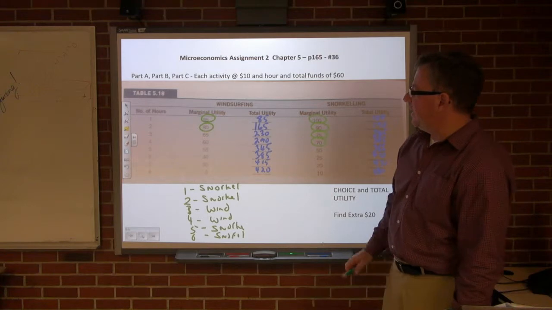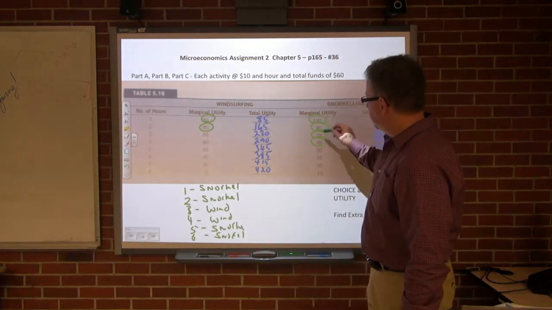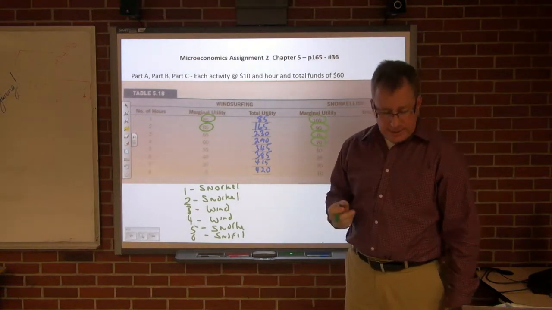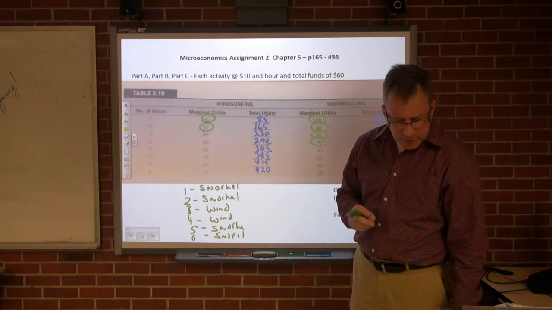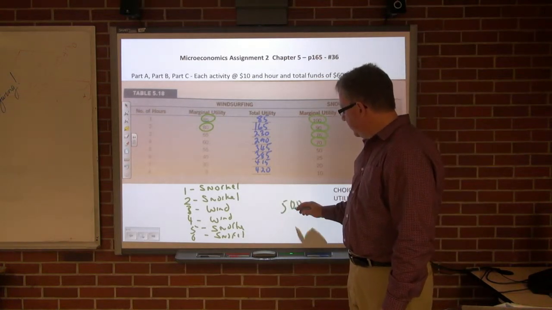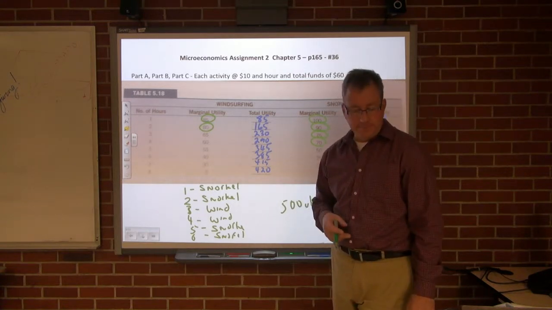Well, all we do is add up all the marginal utilities. So 85 plus 80 plus 100 plus 90 plus 75 plus 70. Those are the marginal utility we got out of each hour. And when that tallies up, I think it comes up to 500 utils. So that's 500 utils. That's the total pleasure we got out of going snorkeling.